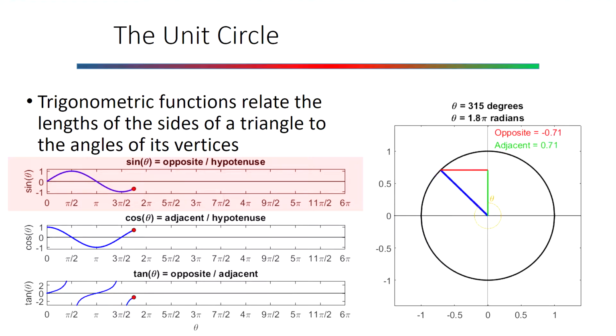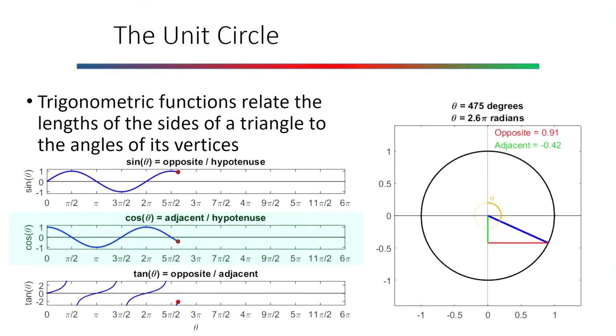Next, let's take a look at the cosine function. The cosine function is the length of the green side divided by the length of the blue side. It starts off at 1 when your angle is 0, and it immediately starts to shrink until it reaches a value of 0 at 90 degrees, or pi over 2. And then it goes to negative 1 at 180 degrees, or pi, before it'll eventually start to get larger again.